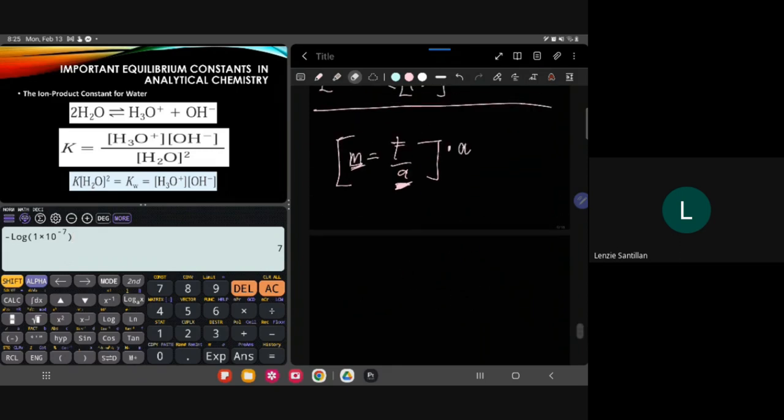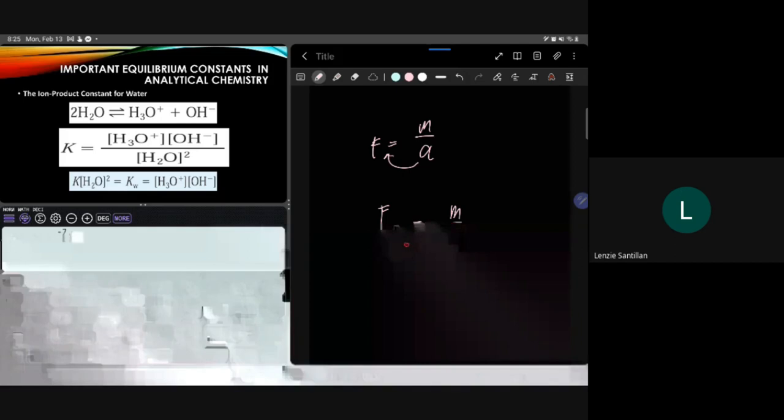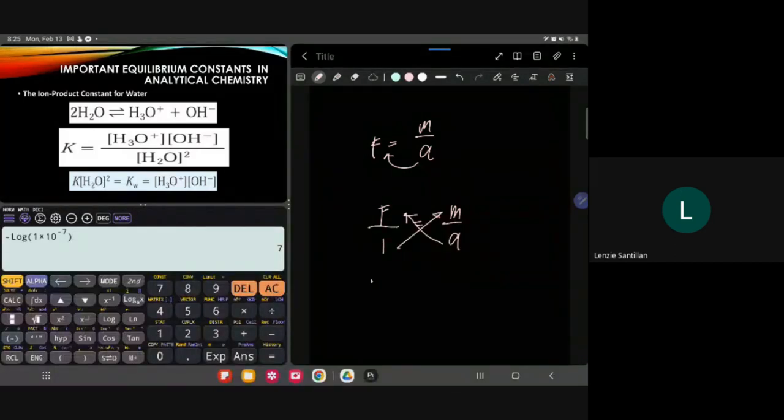But of course, may shortcut tayo dyan. Ano yung shortcut ni ma'am? Okay. I-multiply ko lang itong, itataas ko lang to guys. For example, F is equal to M over A. Ang ginagawa ko dyan, kinocross-multiply ko lang. Imagine nyo ganito siya: F over 1 is equivalent to mass over A. If we're going to cross-multiply that, ano mangyari? F times A is equal to M. Ito yung kanyang magiging formula.